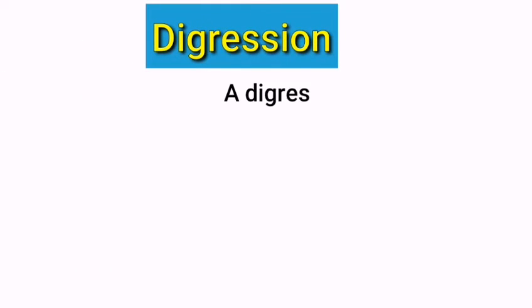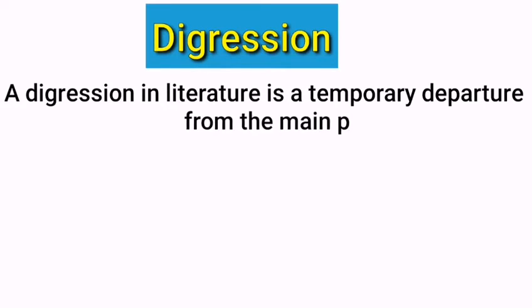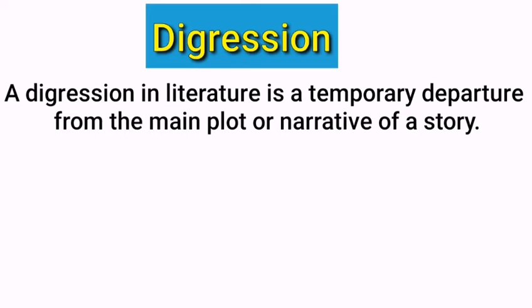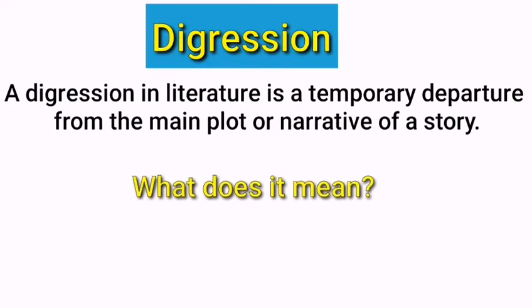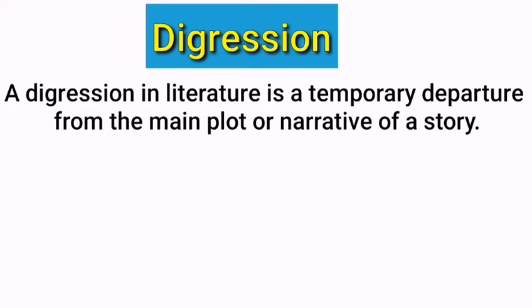It can be defined as: a digression in literature is a temporary departure from the main plot or narrative of a story. What does it mean? Simply, it means that a digression is basically referred to a deviation from a main plot.